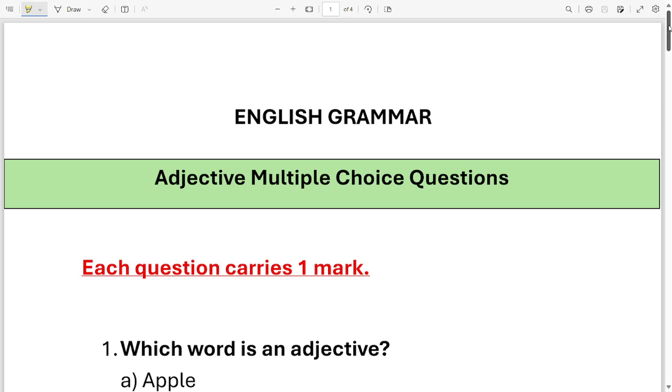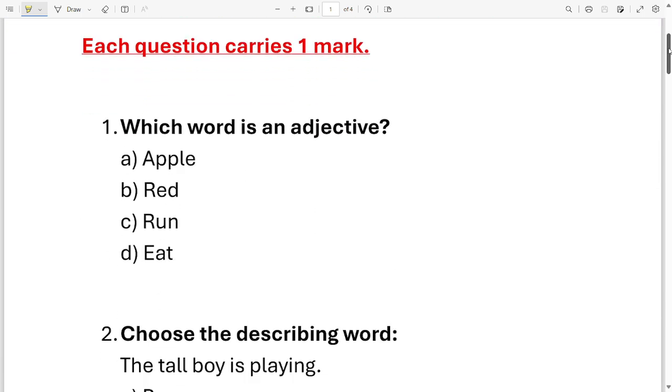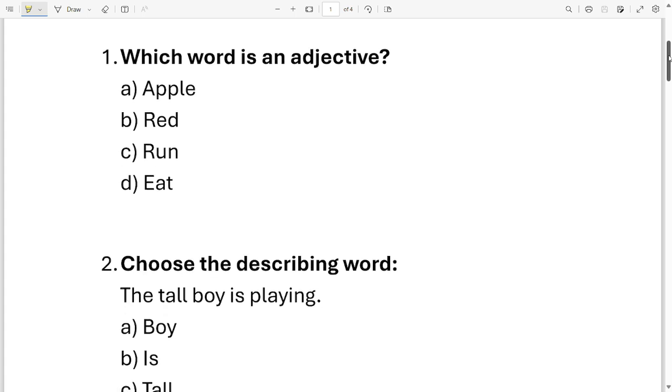Today's grammar topic is adjective. There will be multiple choice questions and each question carries 1 mark. Okay, so let's start solving the questions together.